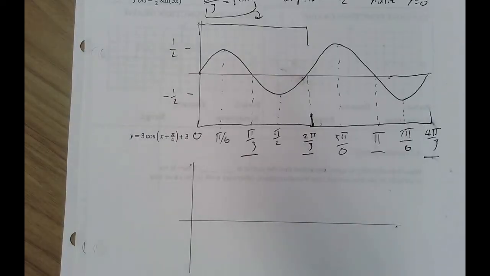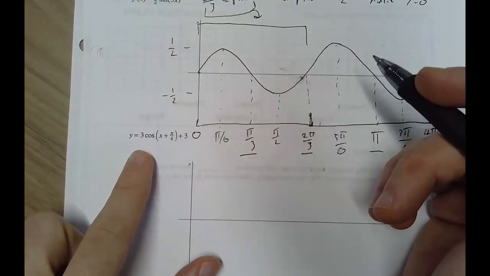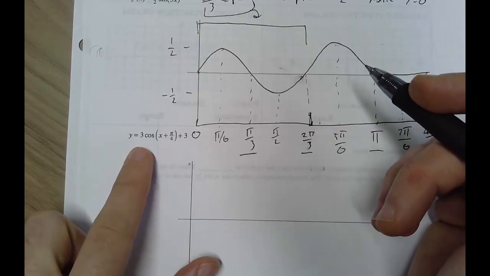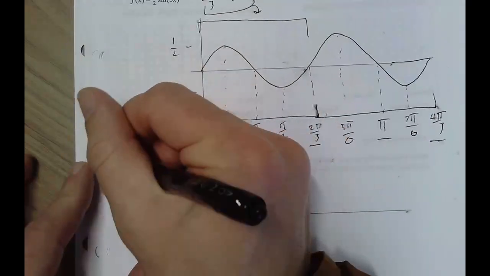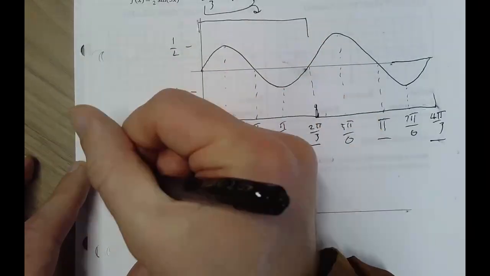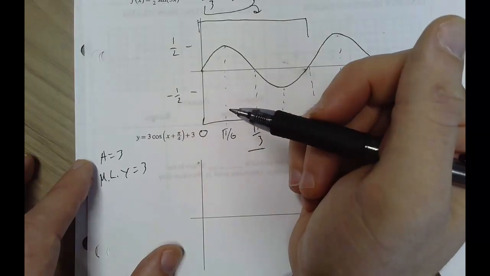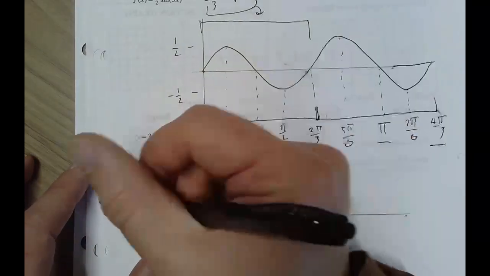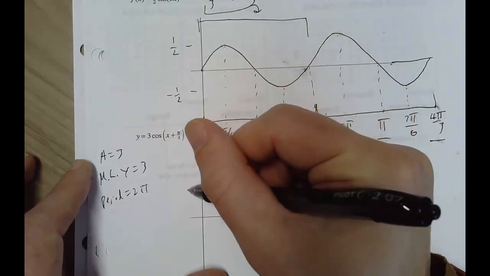All right, next one, 3 cosine of x plus pi over 4, plus 3. So cosine, it's got some shift. We're moving up 3 and moving up 3 again. So we've got an amplitude of 3. So I'm going to say a equals 3. Midline is y equals 3. Period still 2 pi.